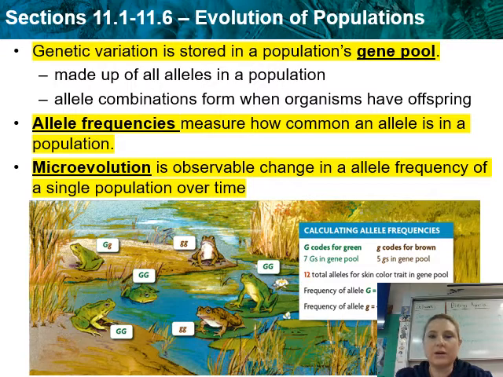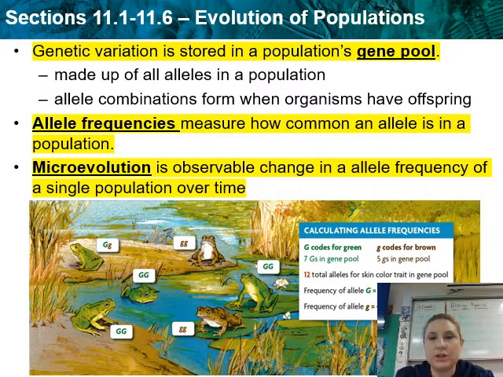We can measure how common an allele is in a population using something called the allele frequency. So how often do we see more, in my picture, big G's? Do you see more little G's? Do you see a combination? So how common is an actual allele?